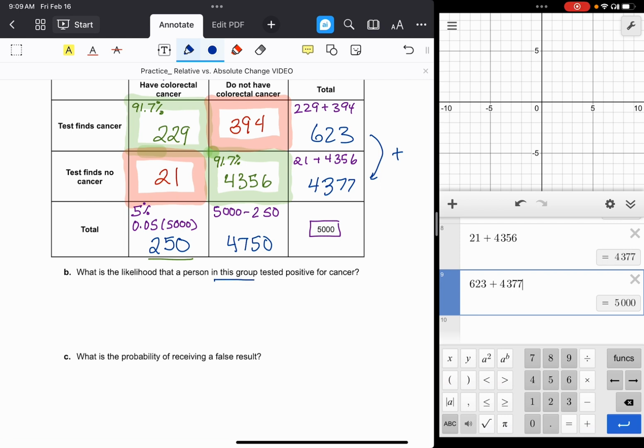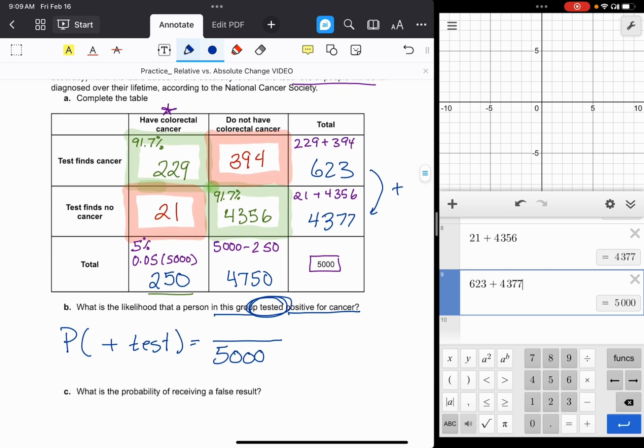Notice it's just in this group. So that means we're looking at everyone and we're looking at whether they tested positive. The key word here is tested, not that they had it. So we're looking for the probability that someone got a positive test out of my 5,000 total people. Remember, the test finding cancer would be a positive test. Test finds no cancer would be negative. So there were 623 people who tested positive, and that would be about 12.5%.